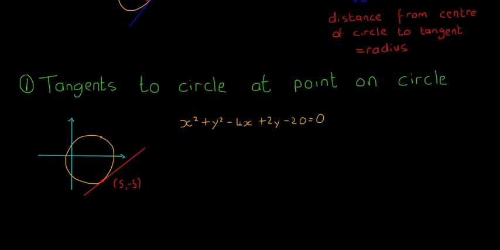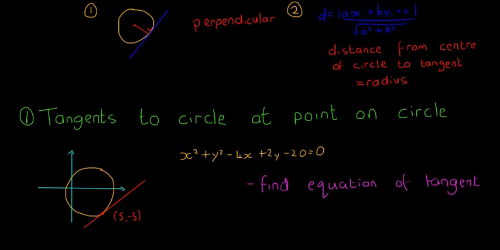We're trying to find the tangent of the circle at a certain point on the circle. So we're given this point here and the equation of the circle, and we have to find the equation of the tangent. All right? So I'll just write that down. Find equation of tangent. So how are we going to do this exactly? We're going to use the two rules that we have up here.